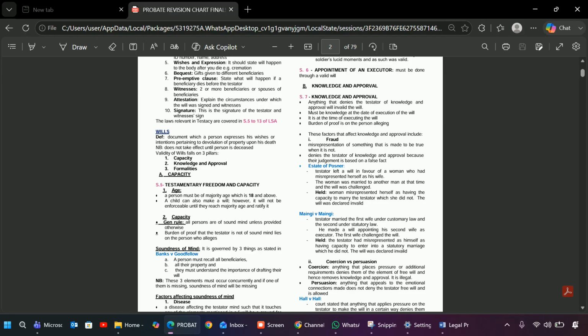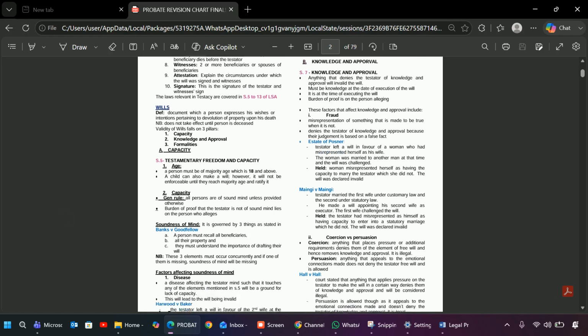Are you in a position to recall your beneficiaries? Are you in a position to recall your property? And do you understand the importance or nature of what you are doing?